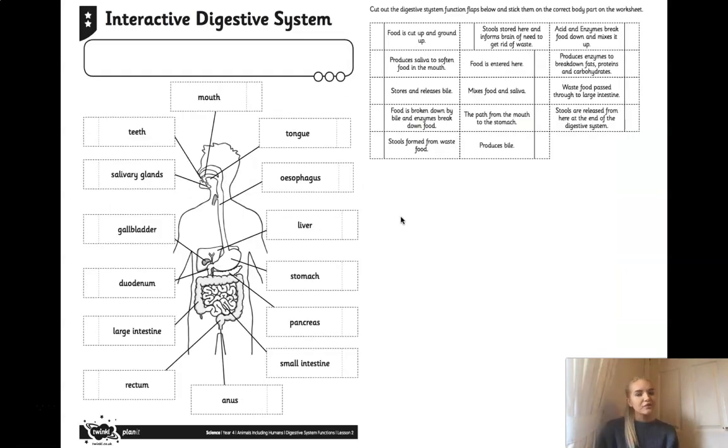So hopefully today you've learnt a lot about the digestive system and their functions. So your task now is to cut out the digestive function flaps here and stick them onto the correct body parts, okay? If you are not able to print this worksheet out, that's absolutely fine. But what you can do is just write mouth, and then write a little colon and then state what that function is. All of these have functions for each of them. Have a think, what have we learnt today? What functions are for what part of the digestive system?